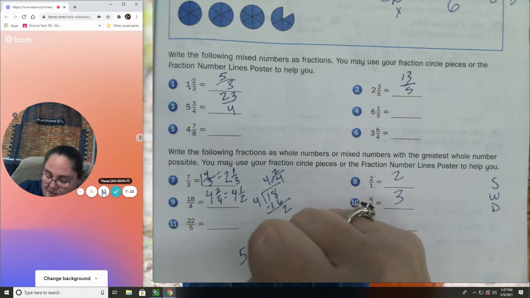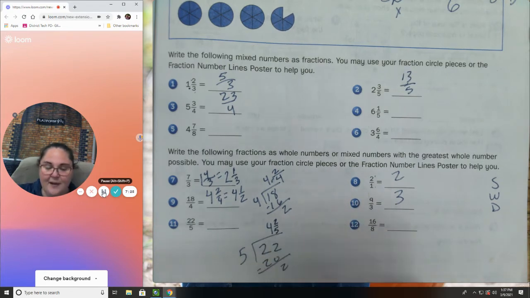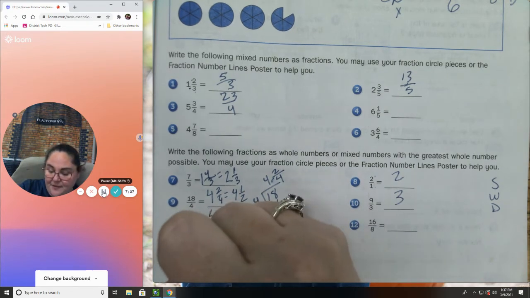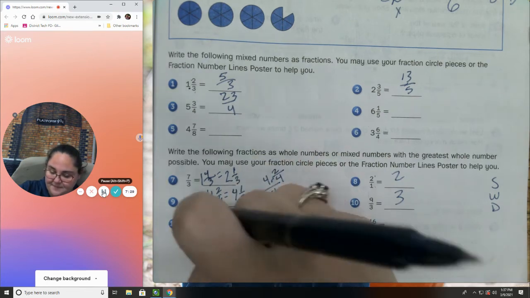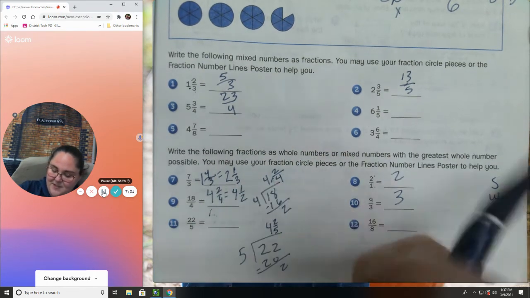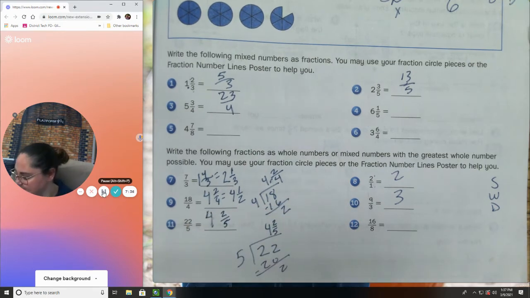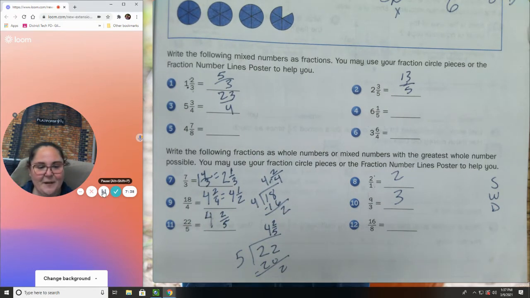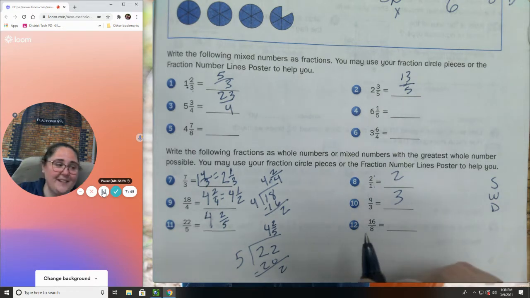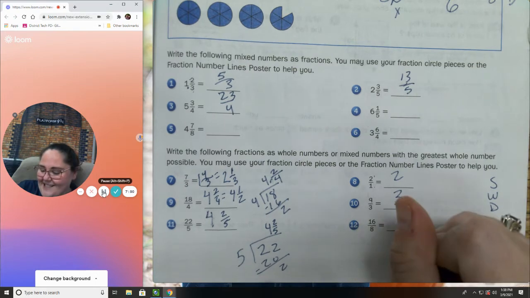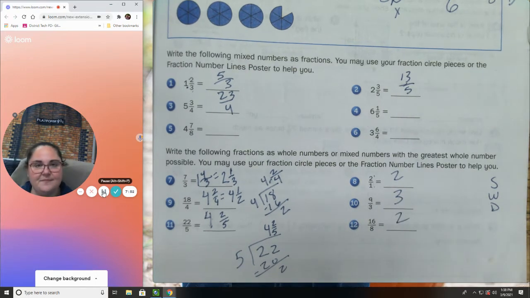So my 2 becomes my numerator and my denominator was 5. So your answer for this one should be 4 2/5. That should be your answer. Number 12 is super simple. I hope you had it written before I went on. I didn't want to put that as a question because I know you can do this one. 16 divided by 8 is 2.